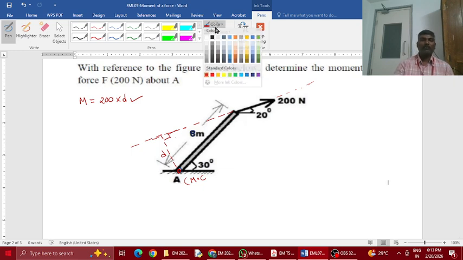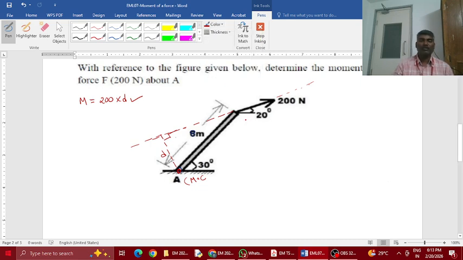Instead, I'll use the components here, which will make my problem so simple. Okay. So let us see that. See, now I write the components. So this is x component and this is y component of the force. It is easy to write, right? So let me write 200 cos 20 is x component, 200 sin 20 is y component. So instead of taking the 200 directly, I take these two forces.